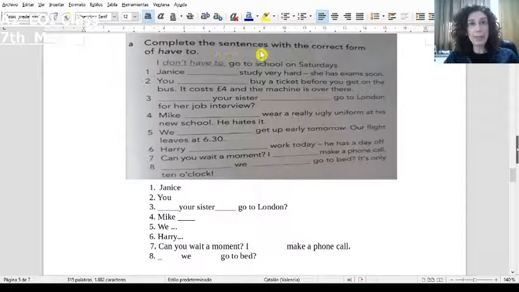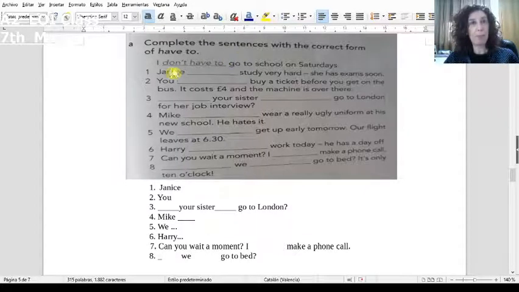What do you have to do in A? Complete the sentences with the correct form of have to. Aquí os oblidáis si es no obligation, obligation o prohibition. Aquí vamos a aprender cómo se forma el have to. El have to tiene que ir más un infinitivo. Pero acordaros que si fuera tercera persona del singular, tengo que poner el has. Y para negar, en el presente simple sería el don't o el doesn't.